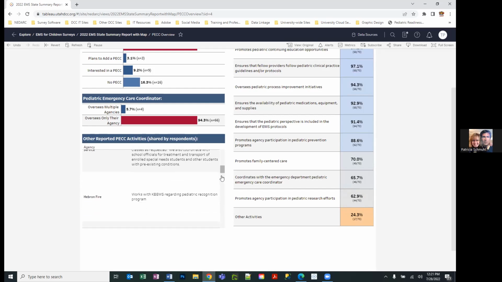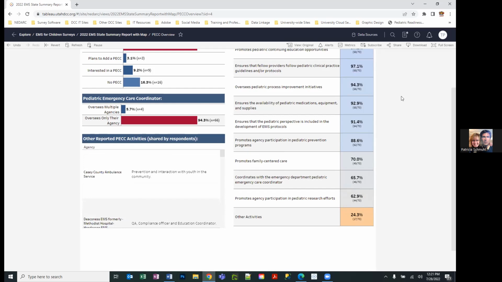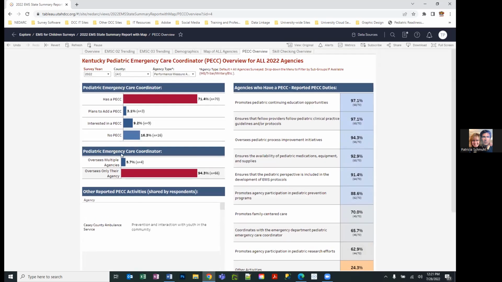And there is a way to print this to one PDF so that you can view it. This is just if they have a PEC, do they oversee one agency or multiple agencies? You can look at that.